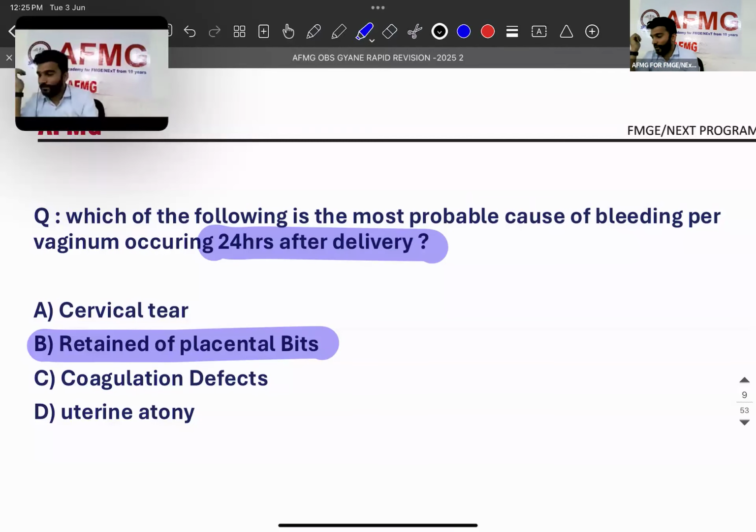Now listen to me. Okay. What is this? Placenta. What is this? Cord. Okay. What is third stage of labor? How many stages of labor we have?